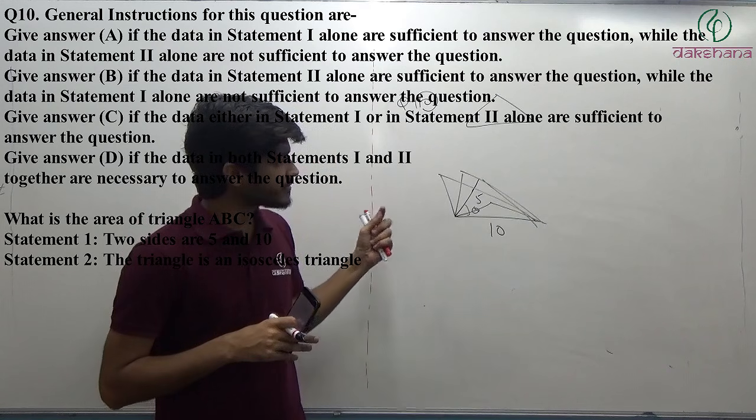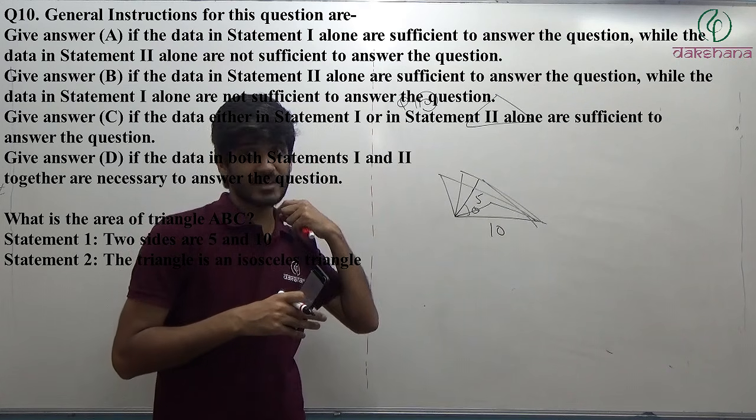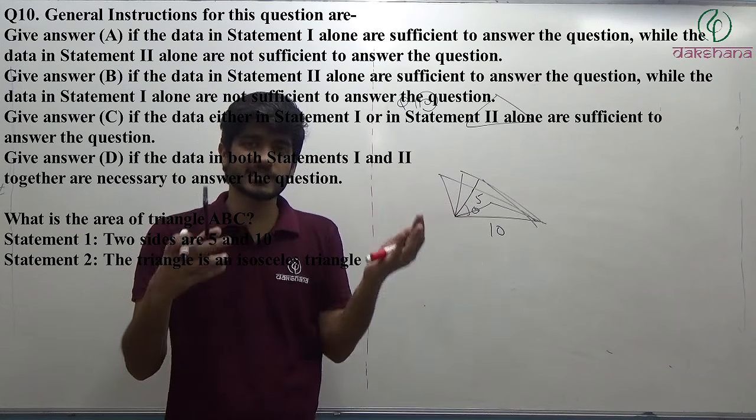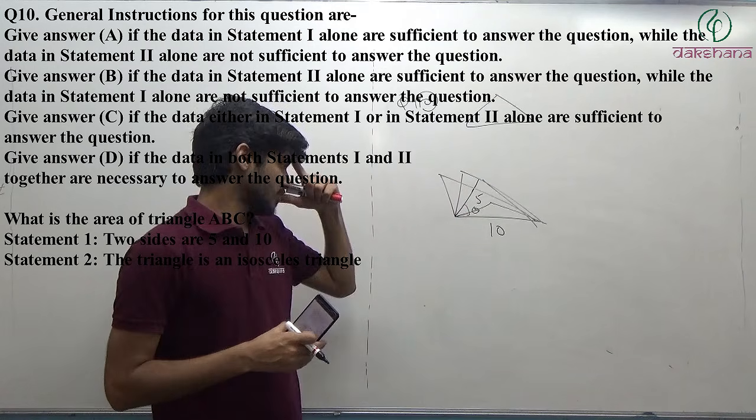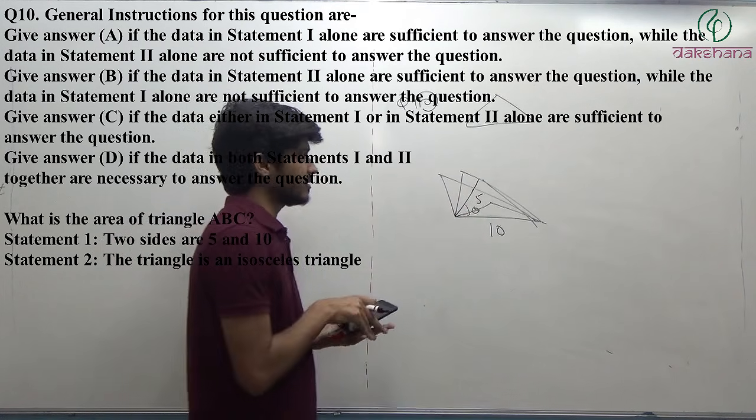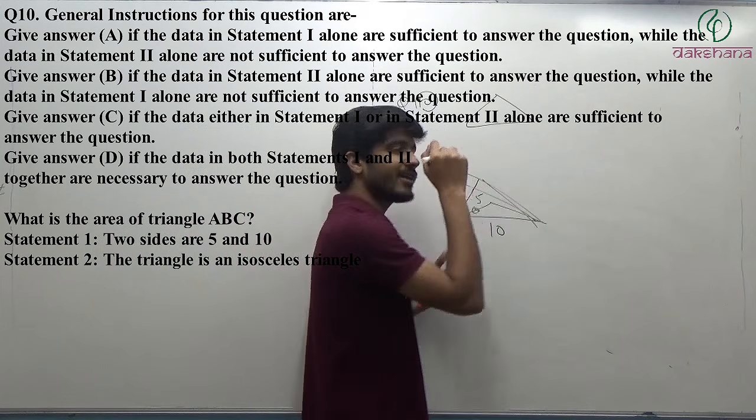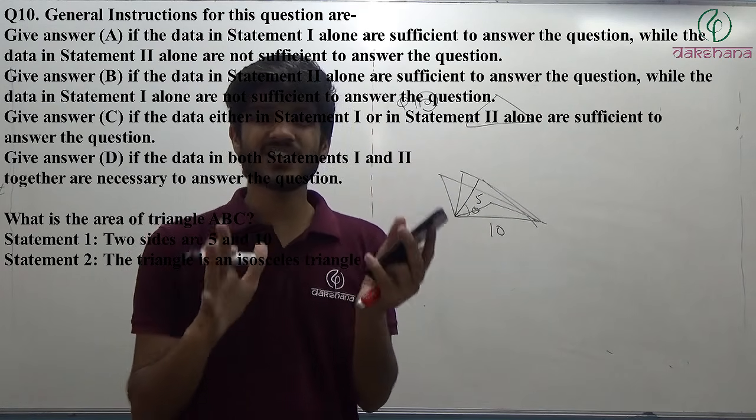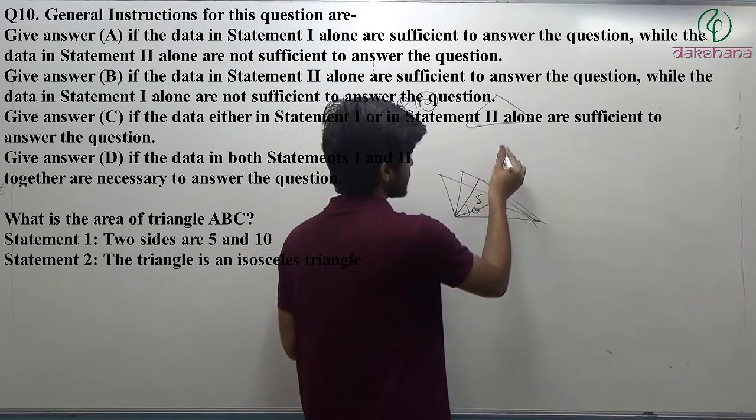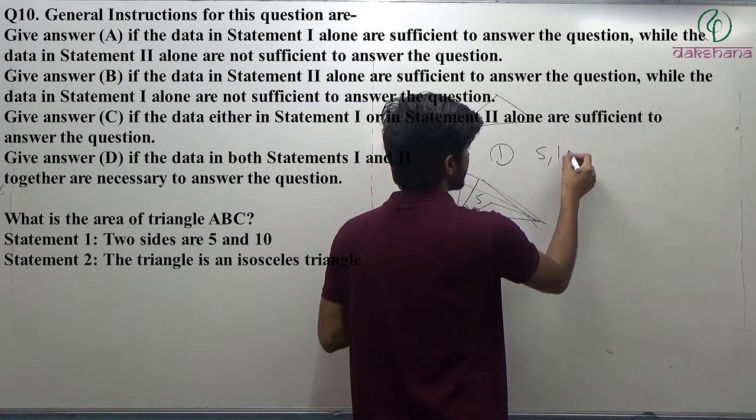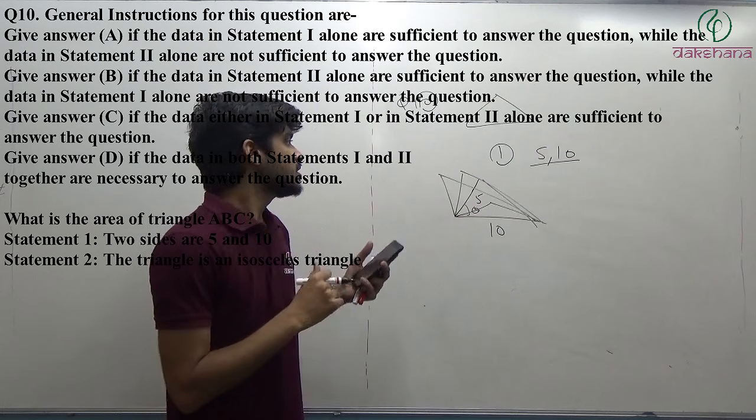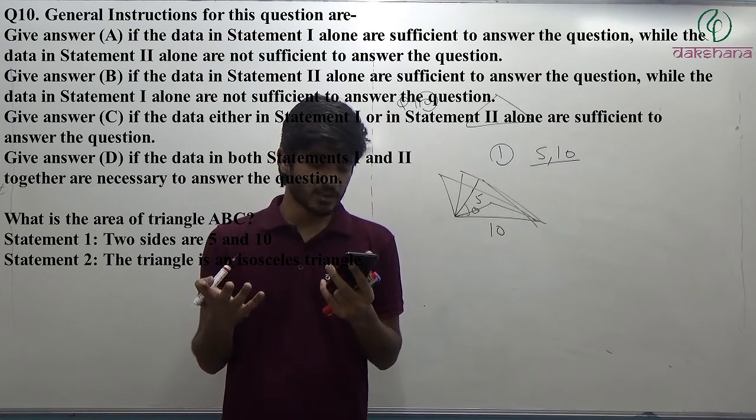Until you have some extra information, because you have only the 2 sides, you cannot fix the triangle. One thing that we are sure of is, if you want to find the area, statement 1 is not sufficient, right? Statement 1, in which the sides are given as 5 and 10, is not sufficient. You cannot find the area of the triangle with this information itself. So there has to be something else to it.